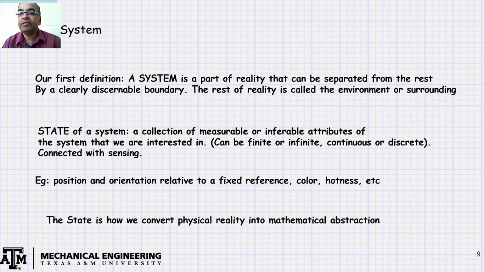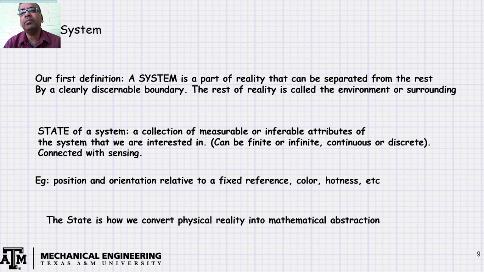So the state of a system is not a property of the system. It is a property of our representation of the system. This is our cartoon. So the list of states is like eyes and mouth. That is, I have eliminated all the other things and I have converted it into a cartoon by the time I define a state. So it is a characteristic of the cartoon, not of the real system.